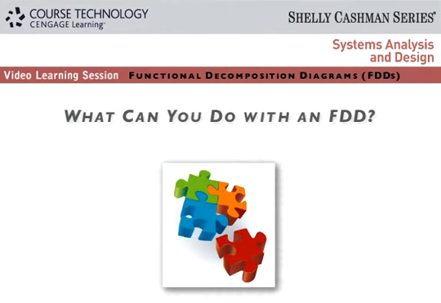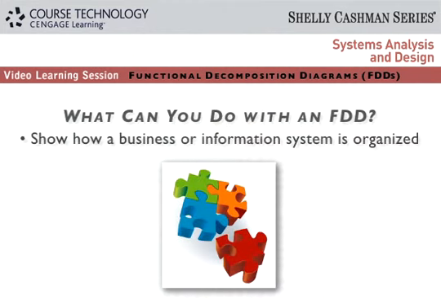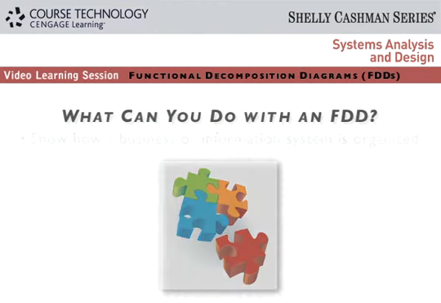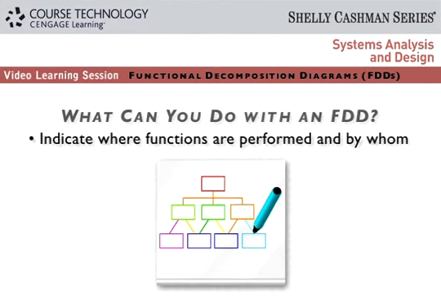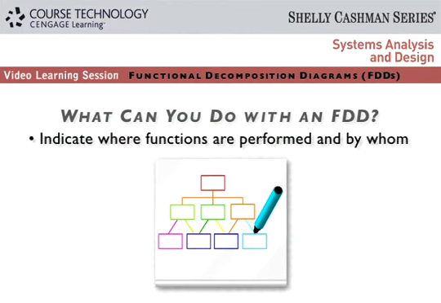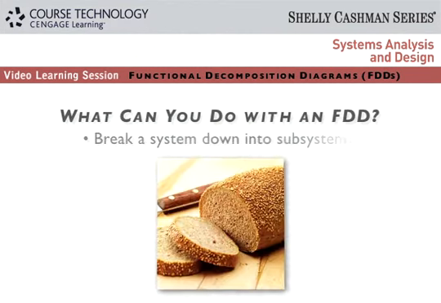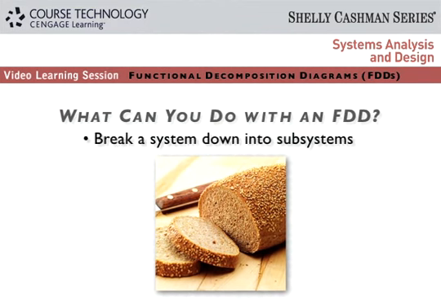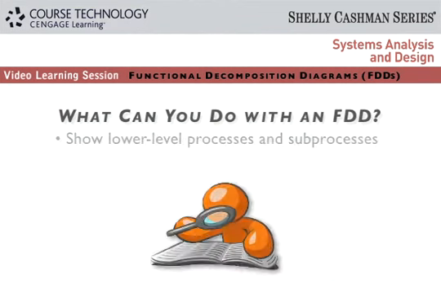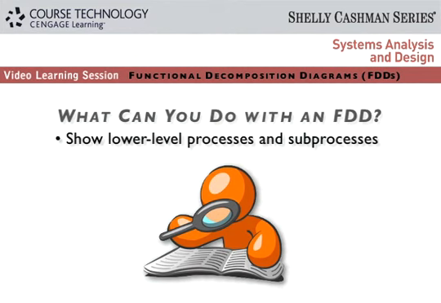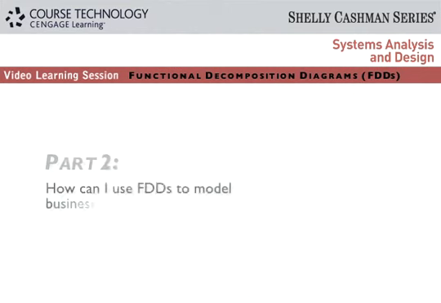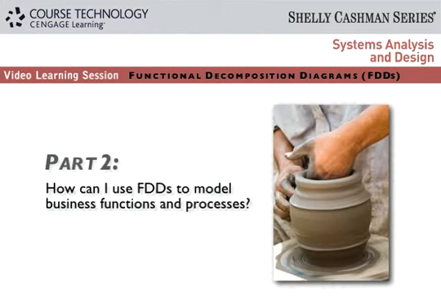So, what can you do with an FDD? You can show how a business or information system is organized. You can indicate where functions are performed and by whom. You can break a system down into subsystems. And you can show lower-level processes and subprocesses. In Part 2, you'll learn how to use FDDs to create models of business functions and processes.